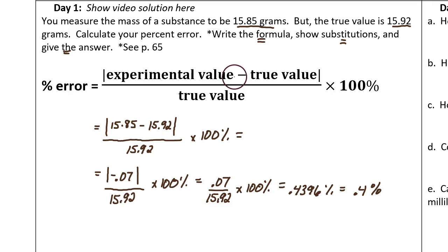To get a percent, you divide the amount of error by the true value and multiply by 100 to change from a decimal into a percent number. In this particular problem, our amount of measurement error was 0.07, and 0.07 out of 15.92 is 0.4%.